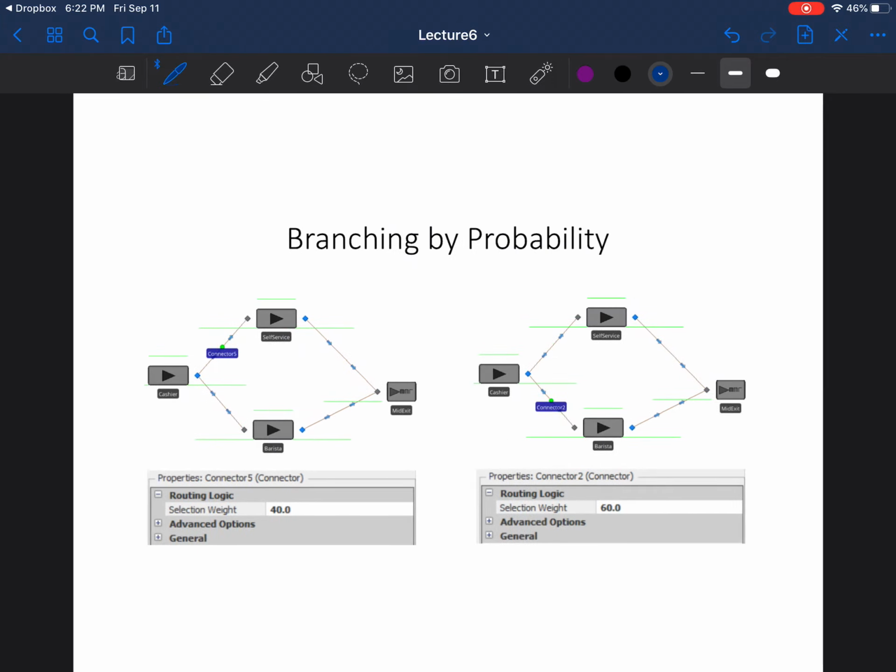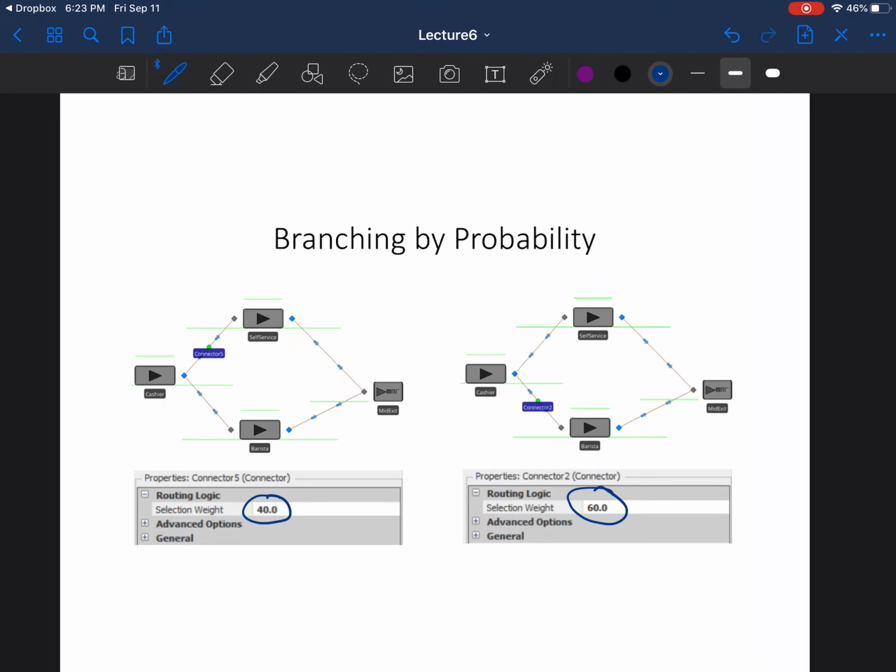So we want to change that. So what do we do? We just change the weights. We change this weight so it has a weight of 40, and this has a weight of 60. And so what happens is that Simio, I don't know if you can infer this, but you should be able to infer that it adds up those two numbers. That's the denominator. The numerator is each of these weights, and that's the probability it uses to direct arrivals.